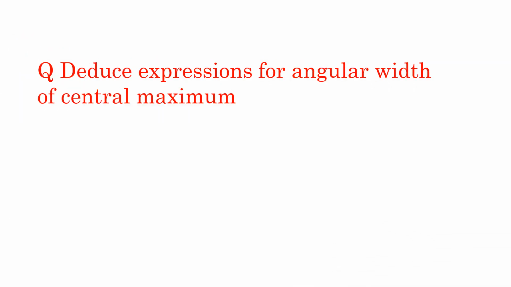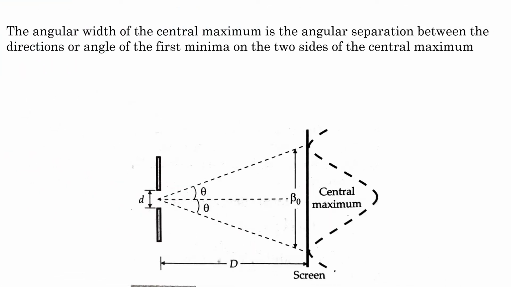So the question states, deduce the expression for the angular width of central maximum. The angular width of central maximum is the angular separation between the direction or angle of the first minima on the two sides of the central maximum. Now what does this mean?